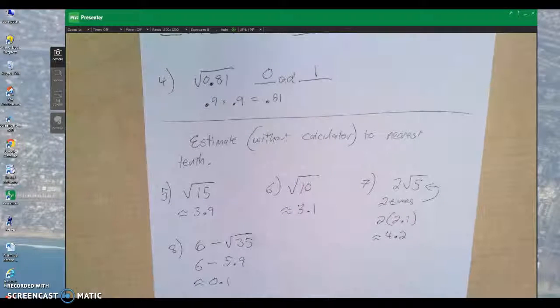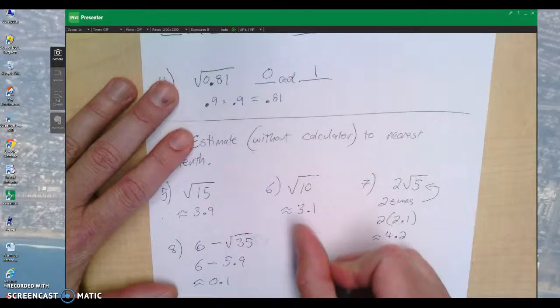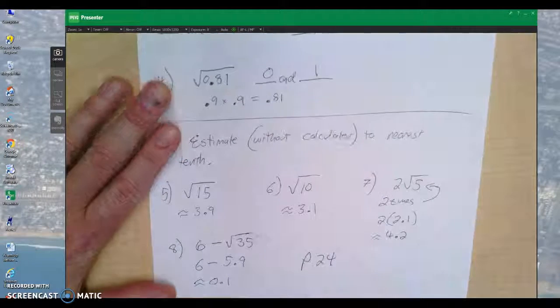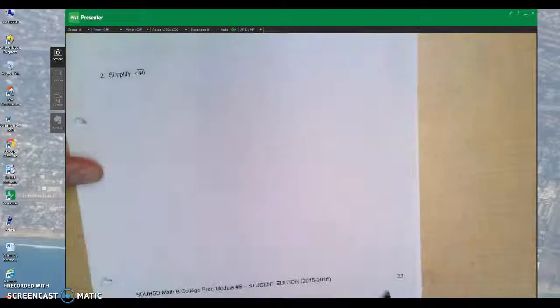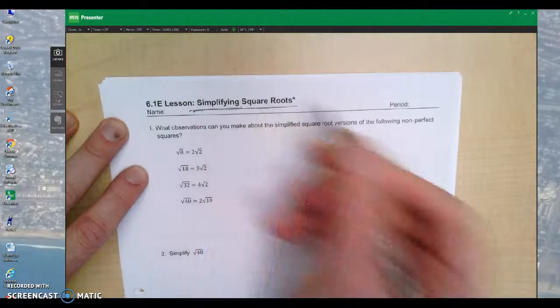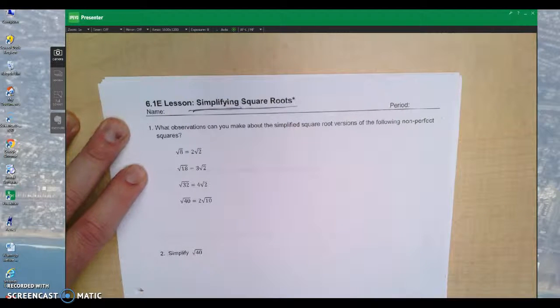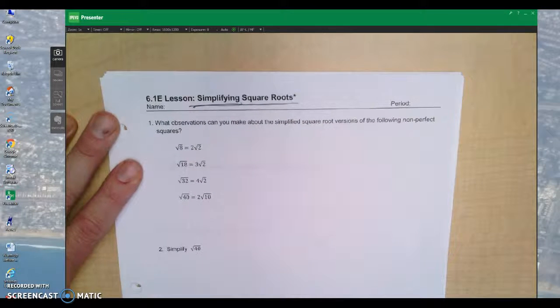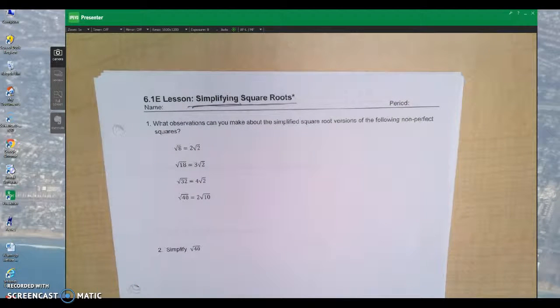Okay, press pause one more time while you guys then turn to page 24. Page 24. I know this is page 23, but I want to highlight the word simplifying square roots. So what I would like to do is show you how to simplify a square root without a calculator, but I'd like to actually have you guys have calculators. So once again, if you don't already have them, press pause and distribute calculators to everybody.